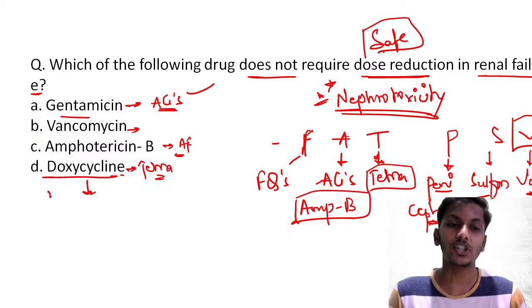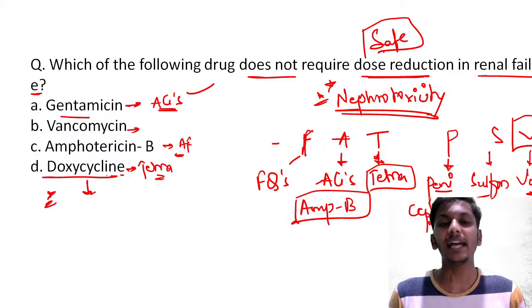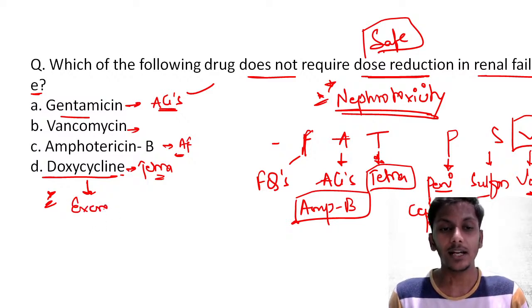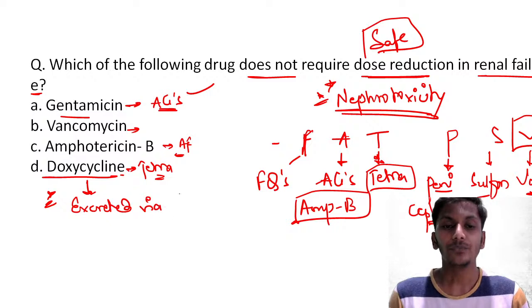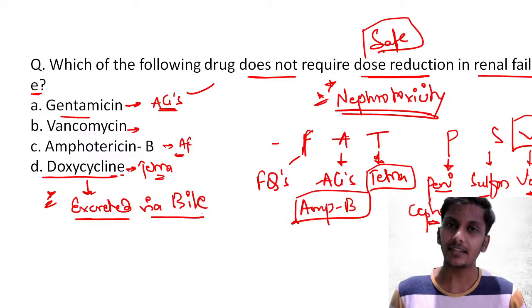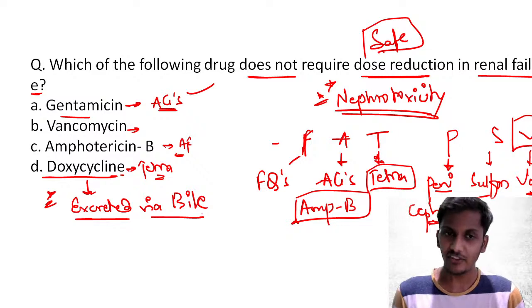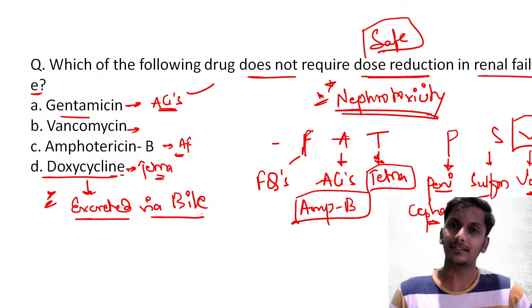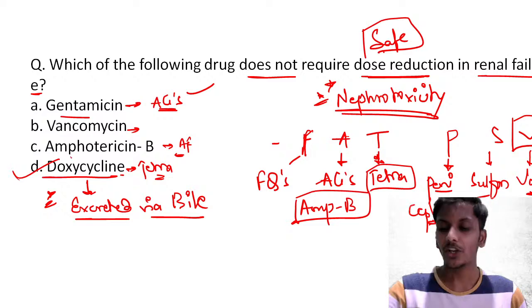So please remember, this question has been previously asked. The reason behind giving doxycycline safely in cases of renal failure is that it is excreted via bile. So please remember, excretion of doxycycline is via bile. Therefore, it is completely safe in cases of renal failure. The only tetracycline given safely in renal failure is doxycycline because it is excreted via bile. So the answer over here is option D, doxycycline.